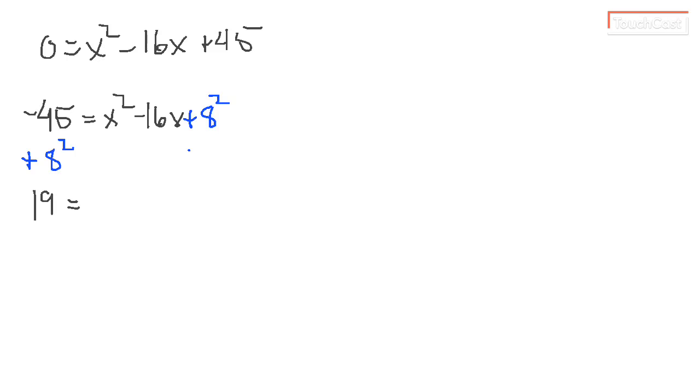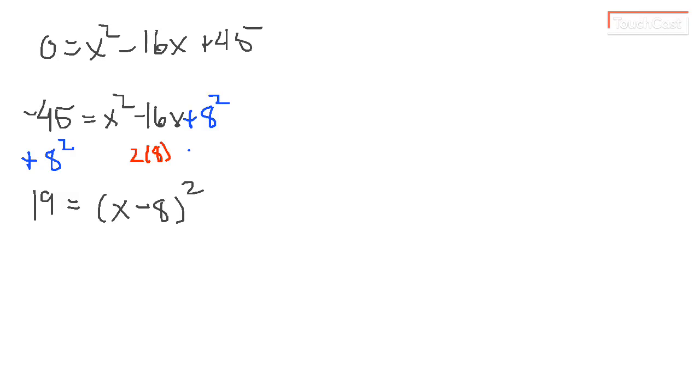Equals. Now, I'm not going to worry about putting the plus 64 on the other side because that's a perfect square trinomial. x squared minus 16x plus 8 squared, because 16 is the same as 2 times 8. So we can factor that right away to the first term. Since the middle term is a minus, we're going to put a minus, and we're going to take the square root of the last term. The square root of 8 squared is 8, and then we square that binomial.